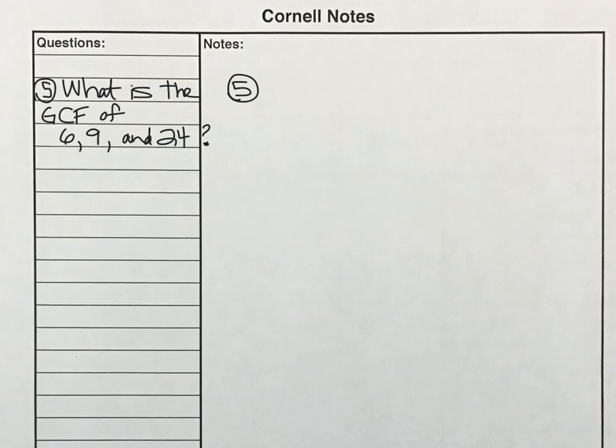So we'll begin this one the same way we did on the front side. Let's find all the factors for 6. 1 times 6 and 2 times 3. Then we're going to find the factors of 9. 1 times 9 and 3 times 3. Since we have a factor that is used twice, we only need to show it once in our list.